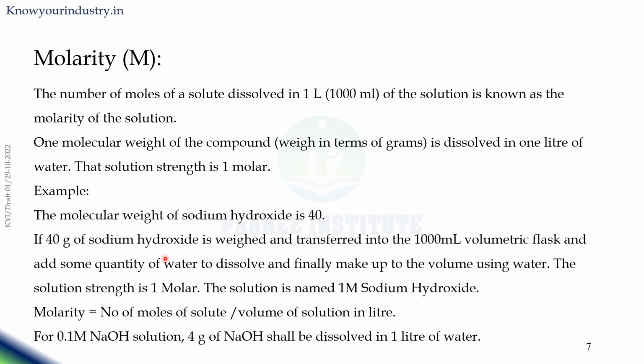For example, the molecular weight of sodium hydroxide is 40. If you take 40 grams of sodium hydroxide dissolved in 1000 ml of water, it will give you a 1 molar sodium hydroxide solution. So molarity is equal to the number of moles of solute divided by the volume of solution in liters. For example, 0.1 molar means 4 grams of sodium hydroxide in 1 liter of water. So this is a straightforward, simple way to understand molarity.